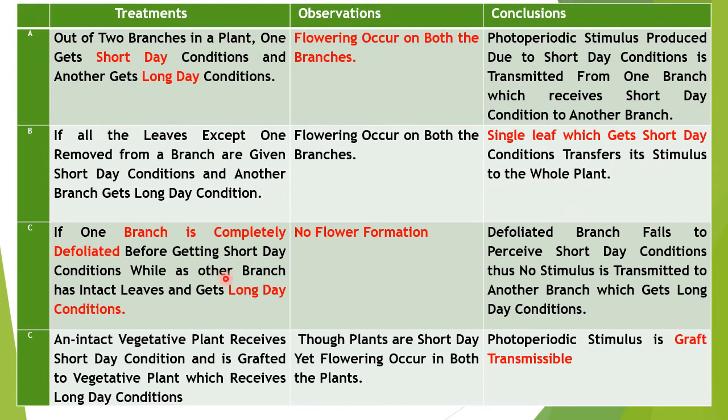Now if one branch is completely defoliated before getting short day conditions, while the other branch has intact leaves and gets long days, you are converting it into a sort of long day condition. Though the plant is short day and you are removing all the leaves, only giving it the long day condition, no flowering will be there because the defoliated branch fails to perceive short day conditions, and no stimulus is transmitted to the other branch which gets long day conditions.